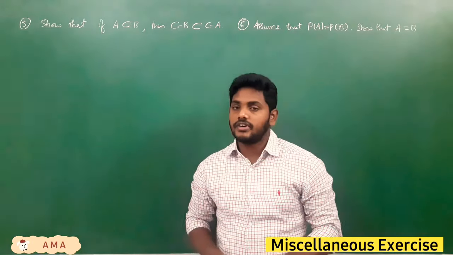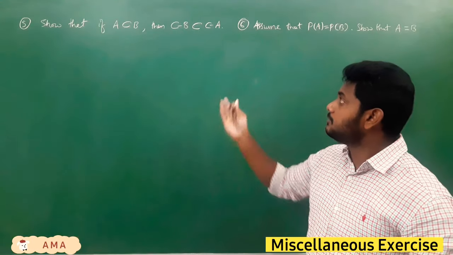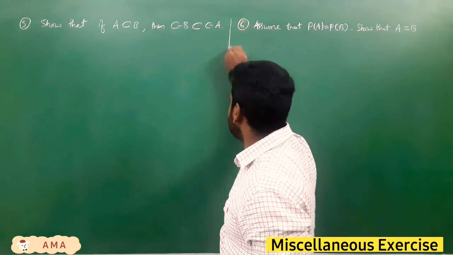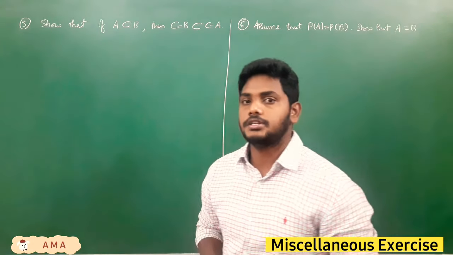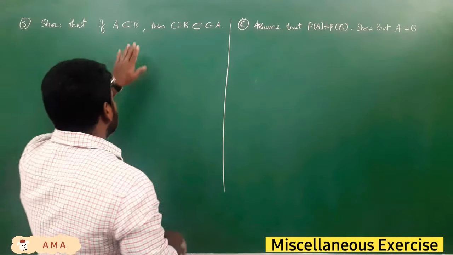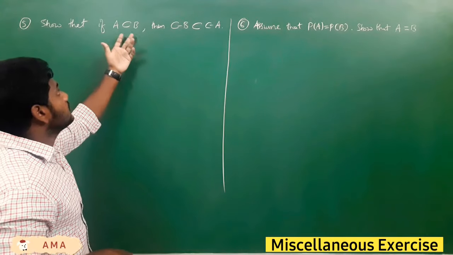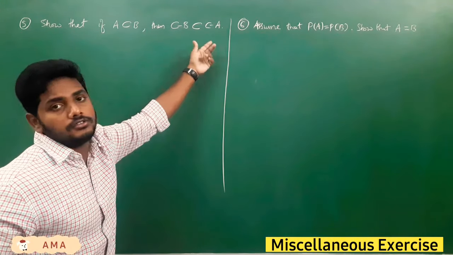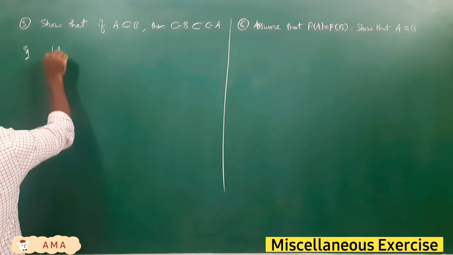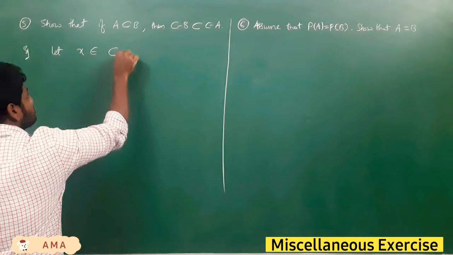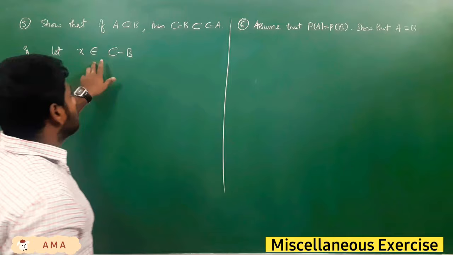See, this is question number 5. Show that if A is a subset of B, then C minus B is a subset of C minus A. Here A, B, C are sets, any sets. By using this condition, we need to prove this is a subset of this one. So first of all, I will consider, let X belong to C minus B. This LHS part I will consider.